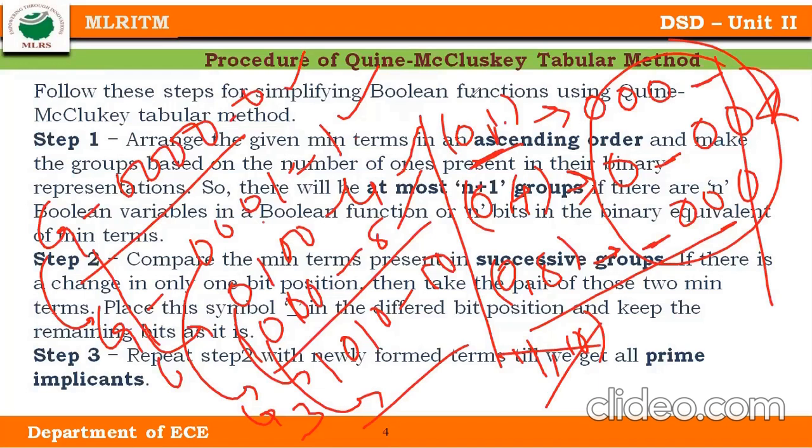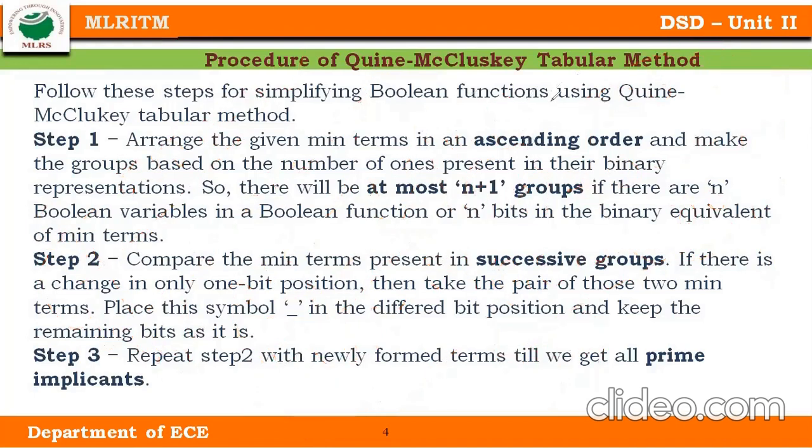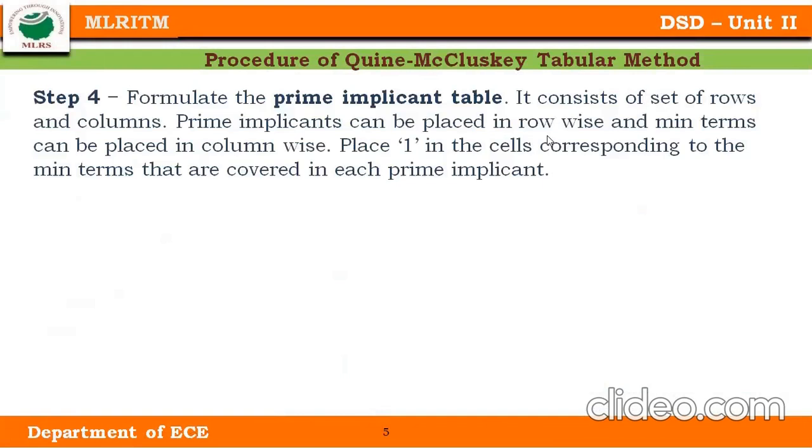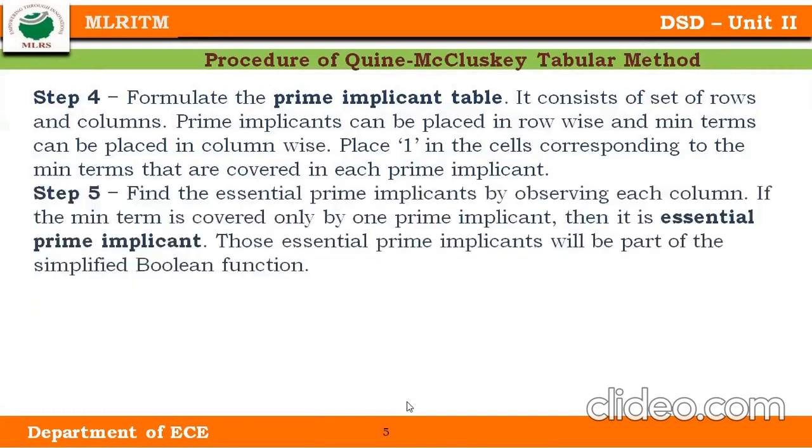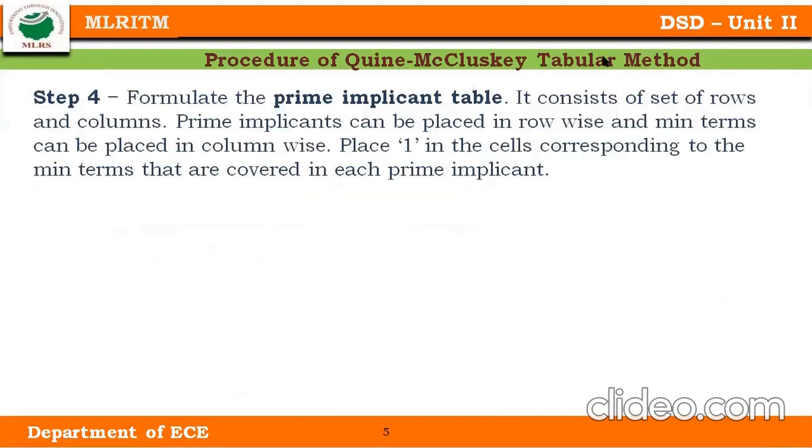In case it is not possible, then go to step 4. Now formulate the prime implicant table, which consists of a set of rows and columns where the prime implicants are placed row-wise and the min terms are placed column-wise, which means I now need to form a table like this.